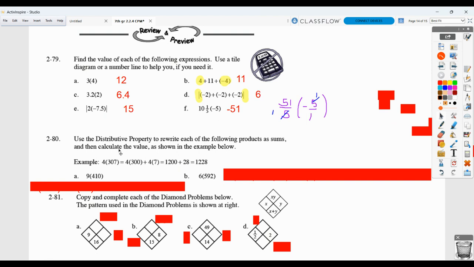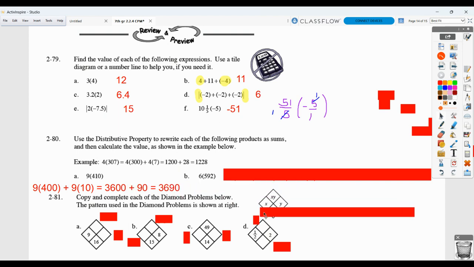Here they want you to use the distributive property to rewrite them and then calculate the value. So 9 times 410 can be broken into 9 times 400 plus 9 times 10. Well, 9 times 400 is 3,600. 9 times 10 is 90. Combining those together, you get 3,690.